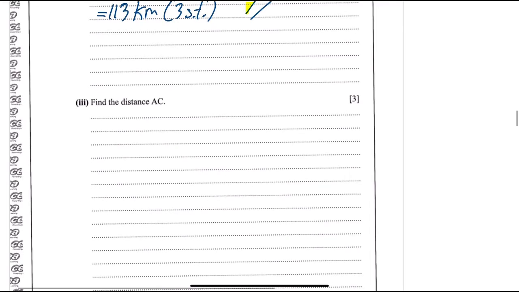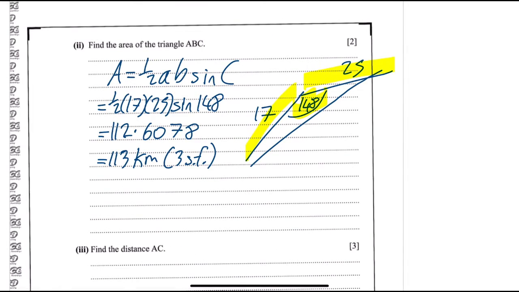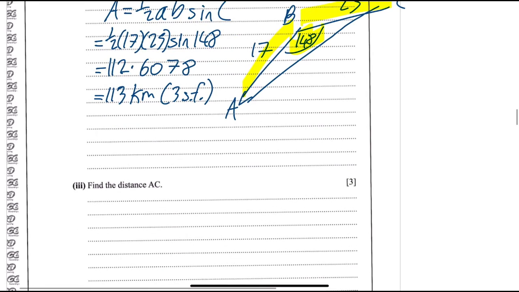Next part of the question says find the distance AC. So remember, that was my point A, that was my point B, and that was my point C. So for the distance AC, we're going to use the cosine rule.